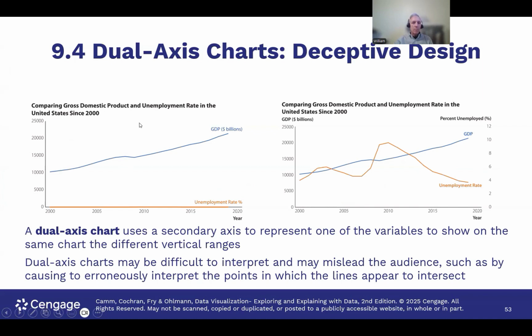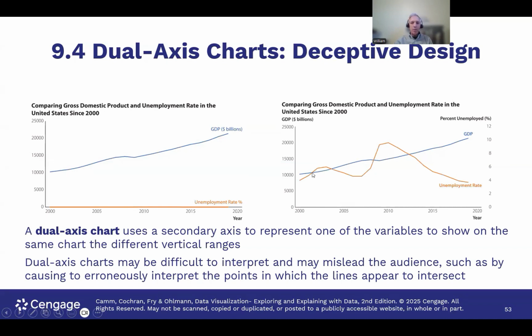So the remedy sometimes for that is a dual axis chart. When you want to show 2 data values, you put one of your data values on this left axis and one on this right axis. In this case, we put the GDP in billions going from 0 to 25,000. And then we put unemployment rate from 0 to 12%. So now the graph at least makes sense, but it's really hard to interpret these.